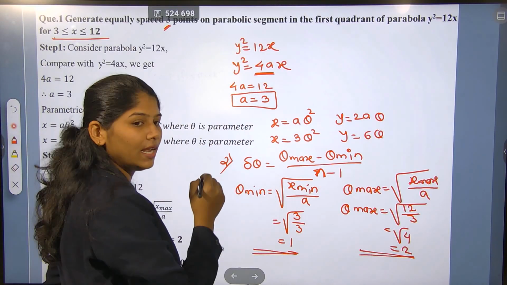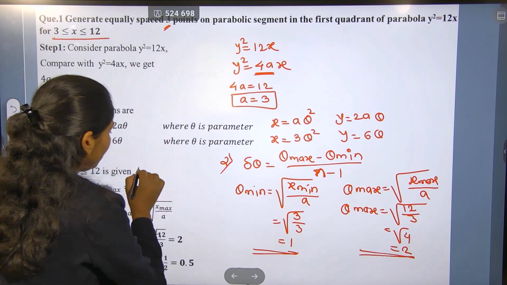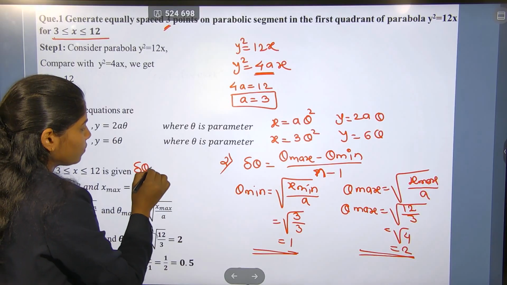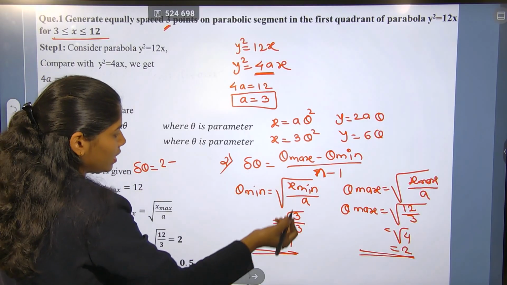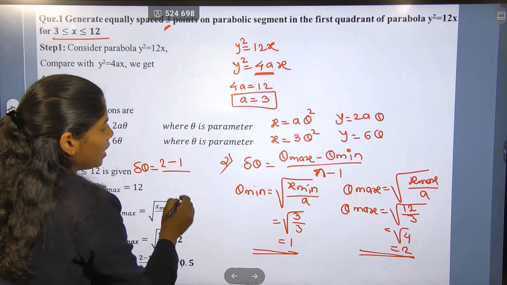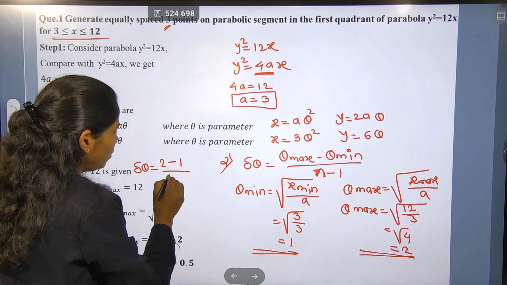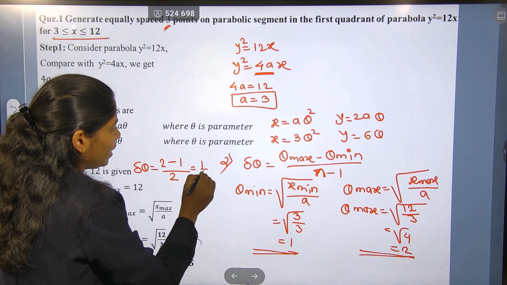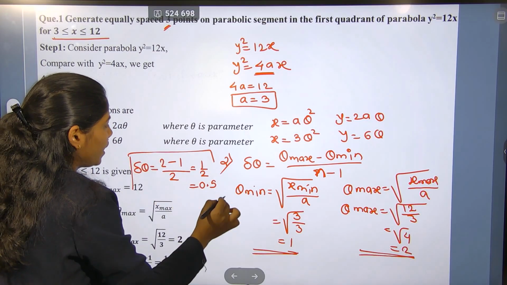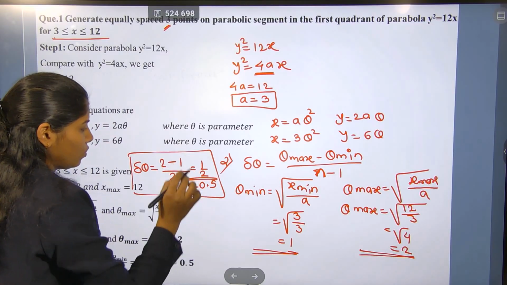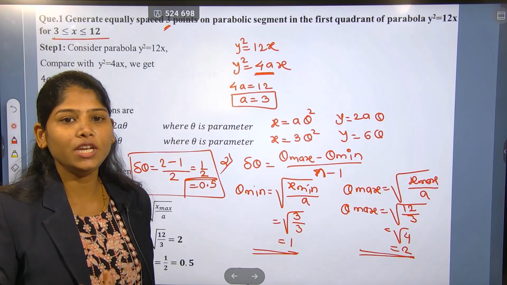We can find out the del theta. So put in that equation. We get here del theta equals theta max, so 2, minus theta minimum, which is 1, upon n minus 1. So the value of n is 3. So 3 minus 1, 2. So we get here 1 by 2, means 0.5. After getting del theta, go for the next step, means find out the initial points.